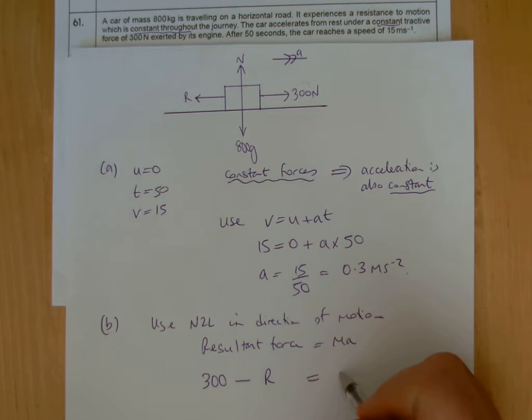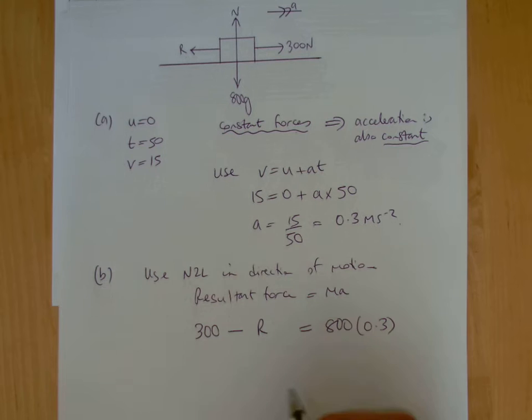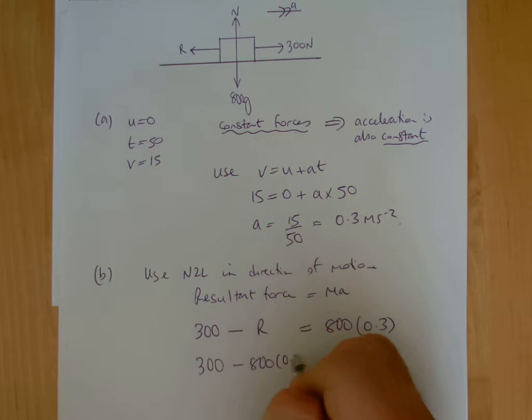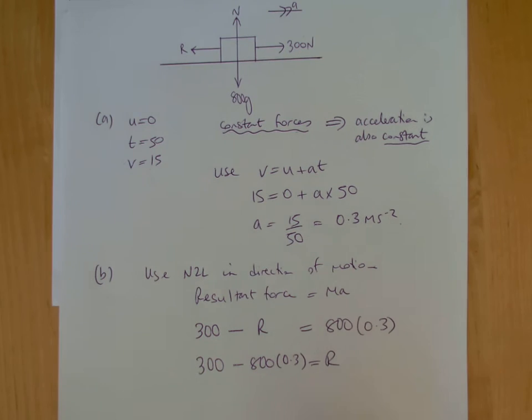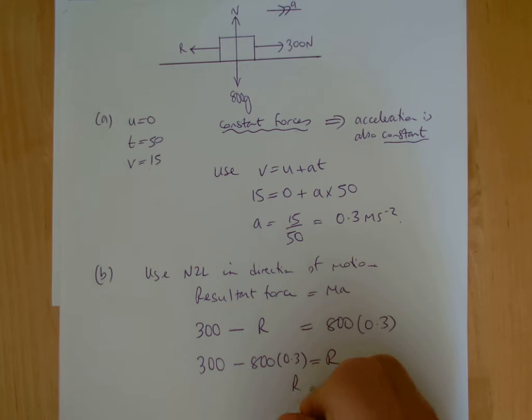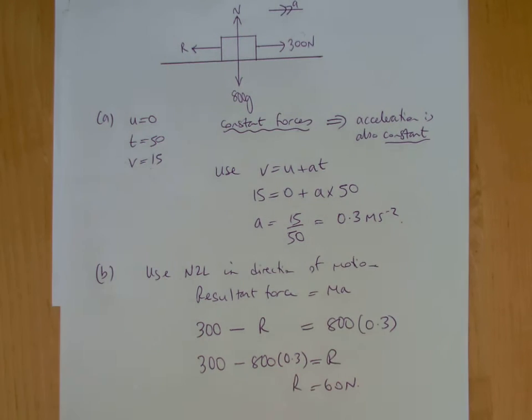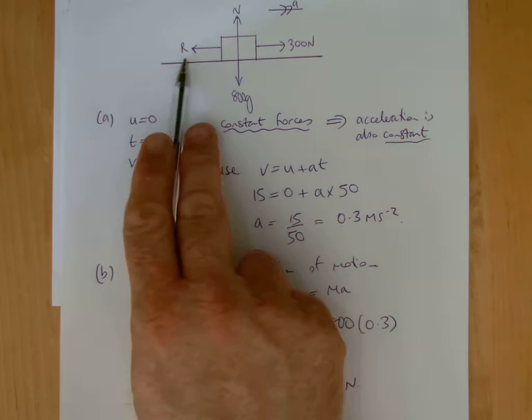That will equal mass, which is 800, times the acceleration, which I worked out in part A to be 0.3. Then you've just got to do a bit of rearranging here, and you can get your R. So we have 300 take away 800 times 0.3, and we get 60 newtons for R. So the resistant force is 60 newtons.